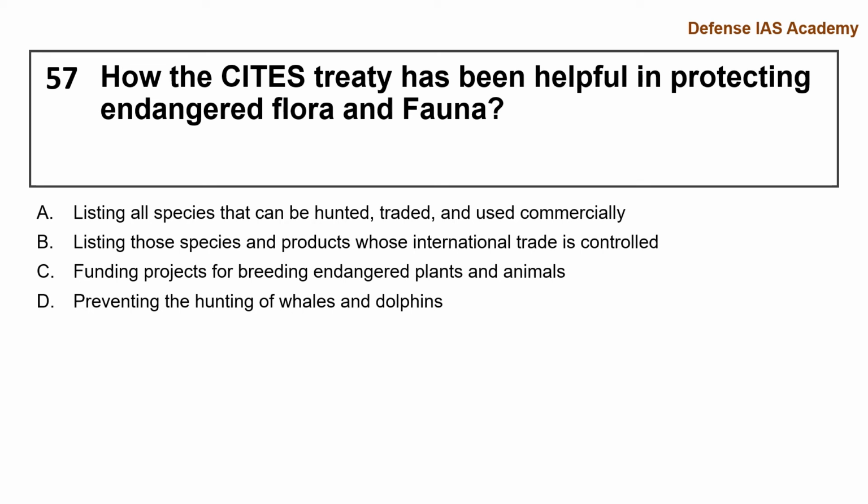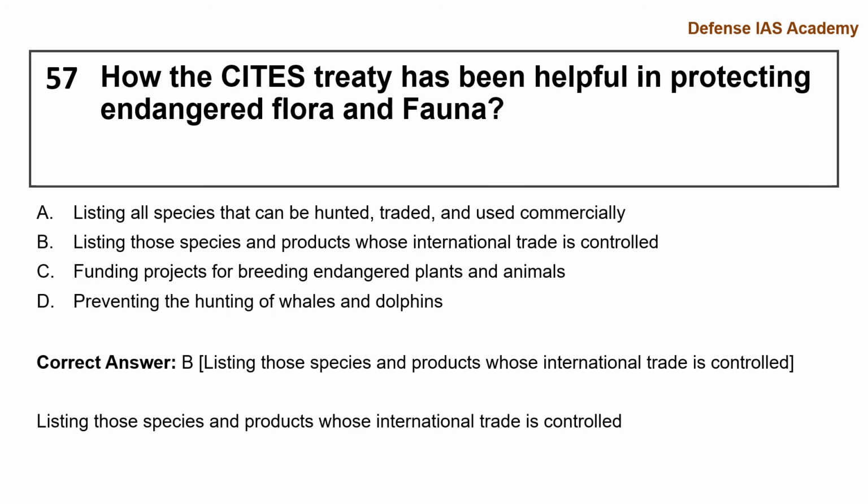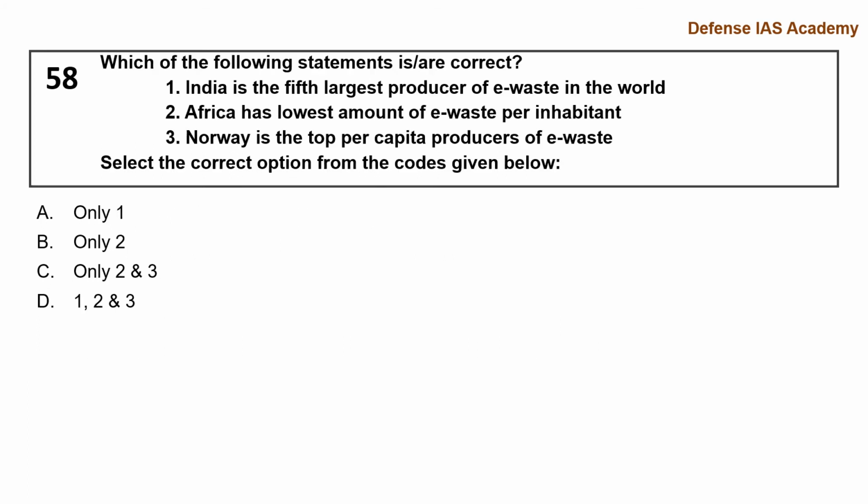Question 57. How has the CITES treaty been helpful in protecting endangered flora and fauna? The correct answer is option B, listing those species and products whose international trade is controlled. So the CITES treaty is helpful for protecting endangered flora and fauna by listing those species and products whose international trade is controlled.